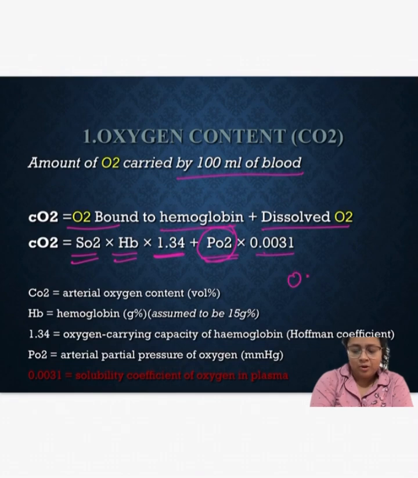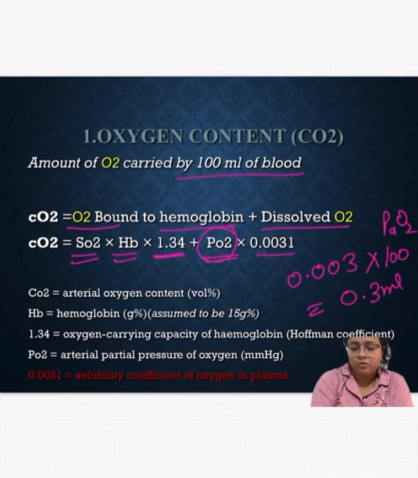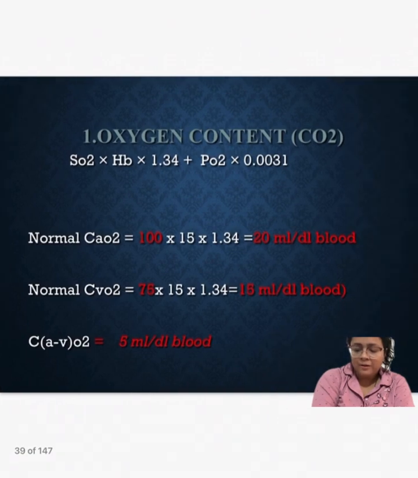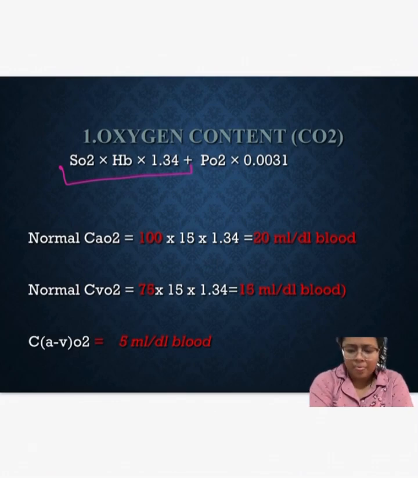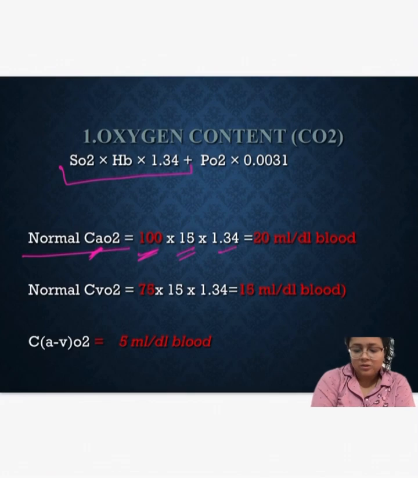If the partial pressure PaO2 is 100, it becomes 0.3 ml per 100 ml of blood. So we can minimize it, and we can only take the bound form to Hb as the oxygen content. So normal arterial CaO2, with SaO2 of 100%, is 15 into 1.34, which becomes 20 ml per deciliter of blood.